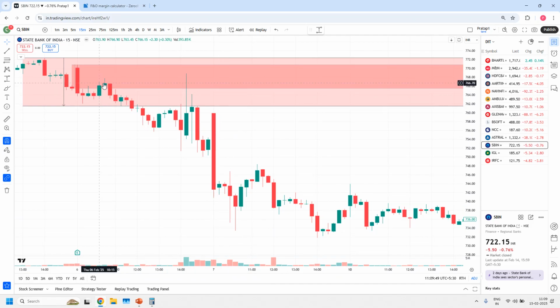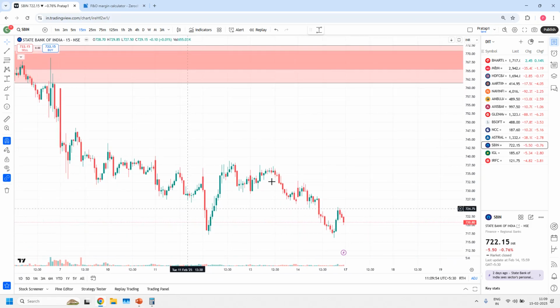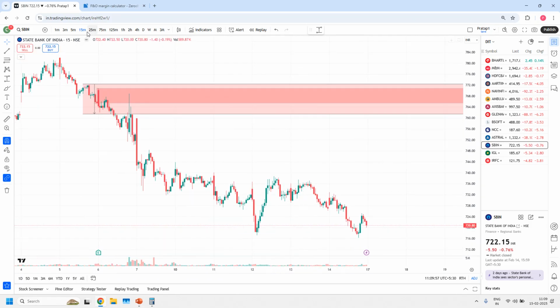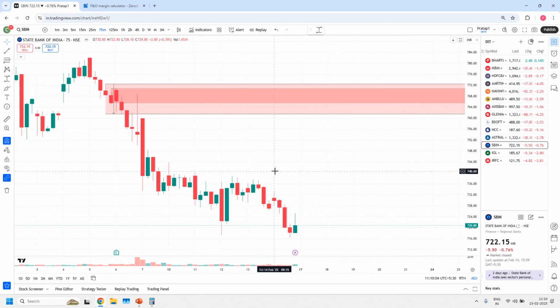See here, rally base drop. But still, is it valid? So go to the 75 minutes. 75 is the ITF time frame. So I'm going to the ITF time frame. In the ITF time frame, are any new supply zones created? Yes. We have a rally base drop created here. Again, drop base drop is created. Again here, drop base drop is created. So that's why this zone is not valid anymore.